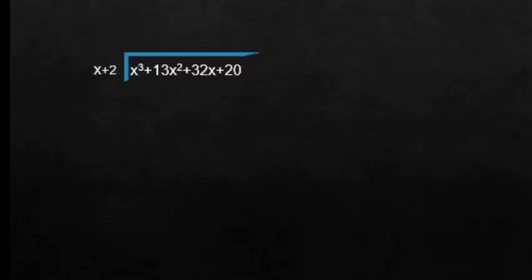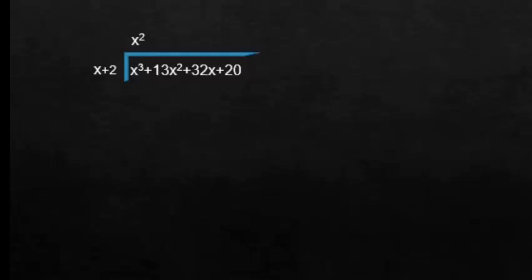We divide the first term of the dividend, which is x cube, by the first term of the divisor, which is x. That means we are dividing x cube by x. So we can check what you multiply x with to get x cube, or you can divide x cube by x using normal division, cancel x and x, and you will get x square, which you write in the quotient's place.